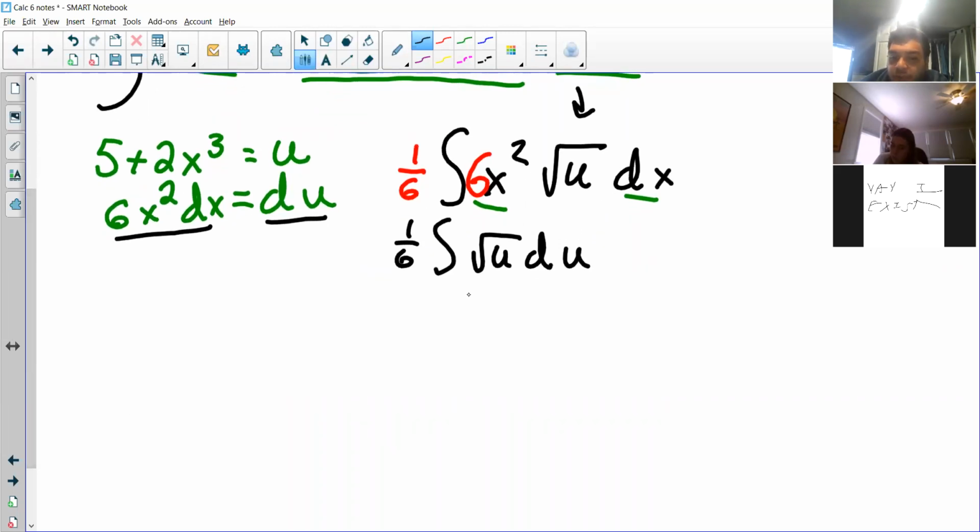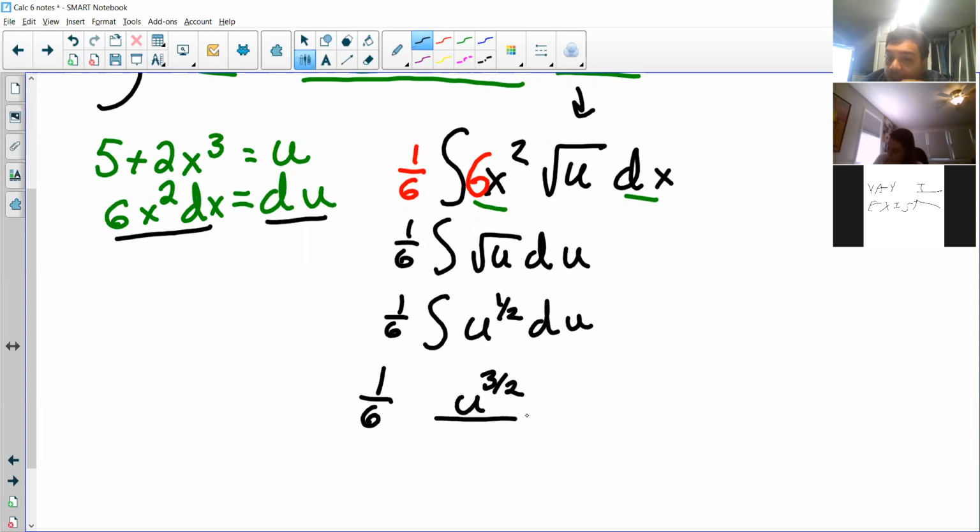Now, how do I antiderive the square root of u? Well, I have to change it into u to the 1/2 power du. Once it's a half power, the antiderivative is going to be you add 1, so it's going to be u to the 3 over 2. Then you divide it by the new number. So 3 over 2 is dividing by 3 over 2.